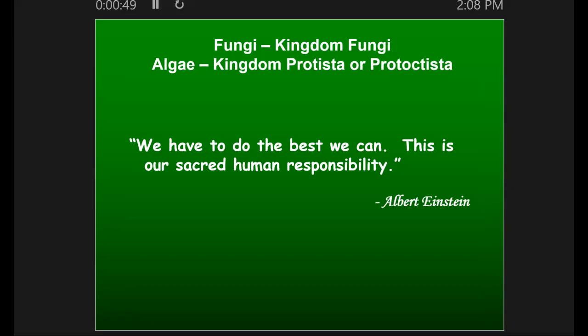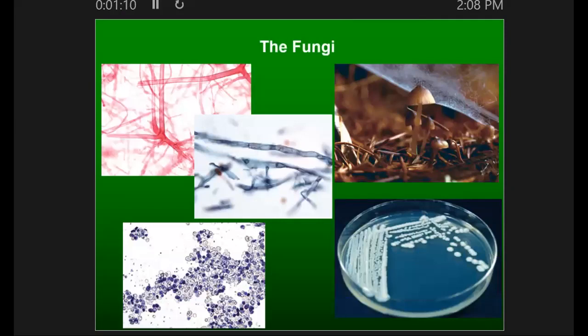So when we look at fungi and algae, algae in particular we're going to look at carefully, in the sense that we think the terrestrial plants evolved from algae. The algae were like the precursors. But let's get into the fungi first.